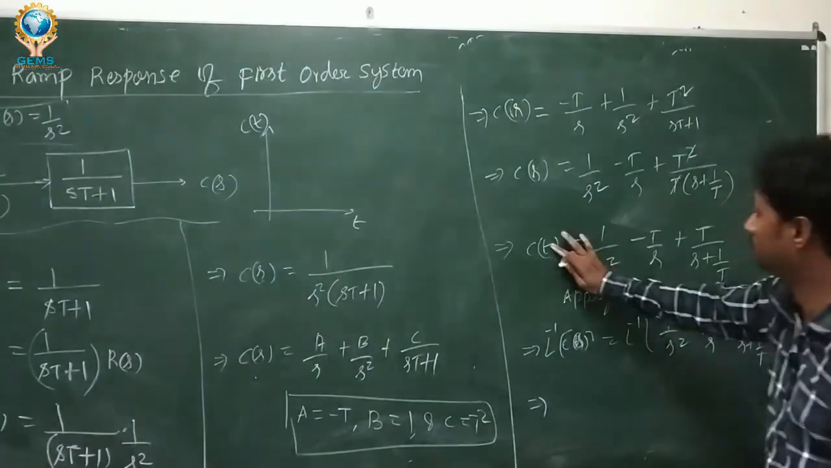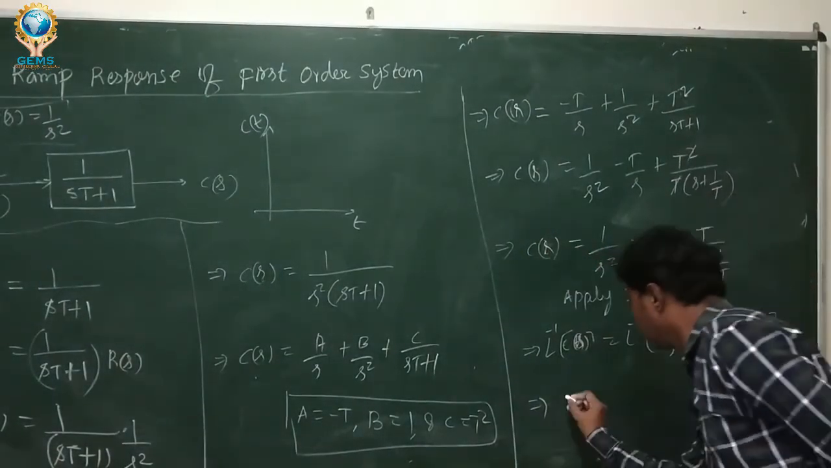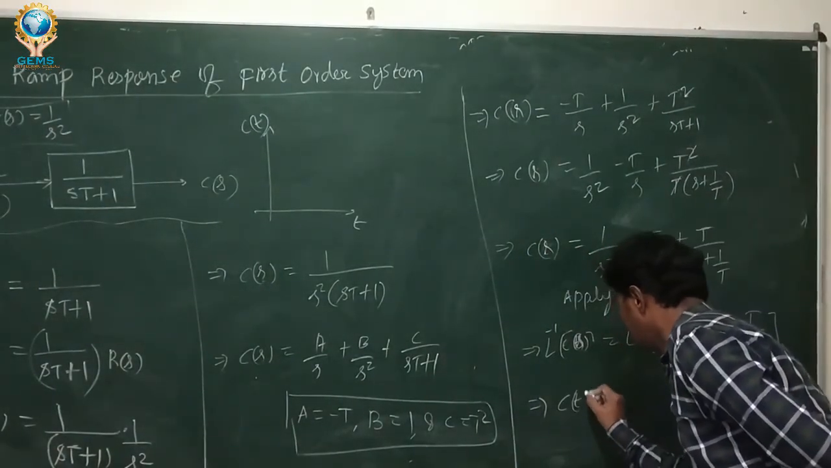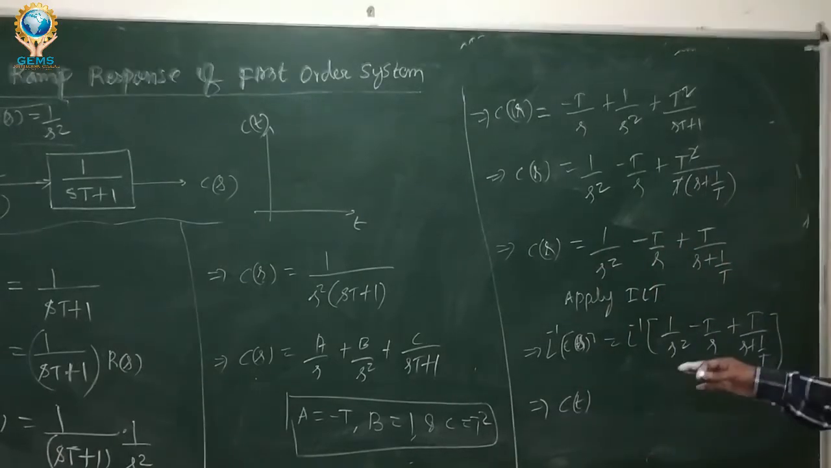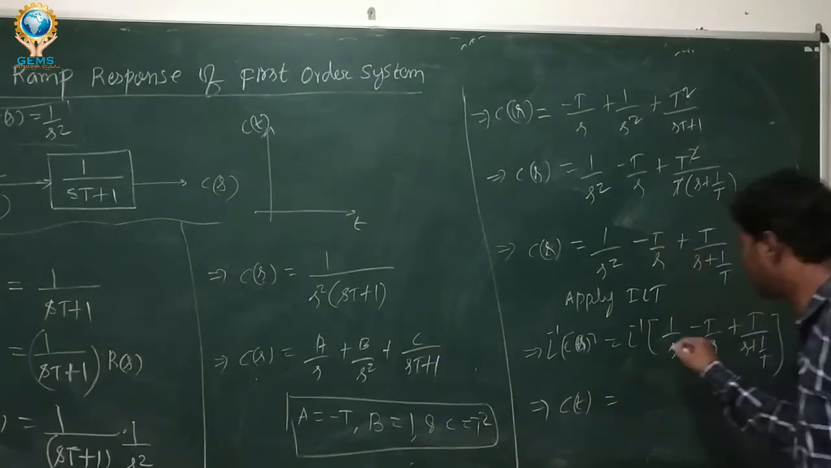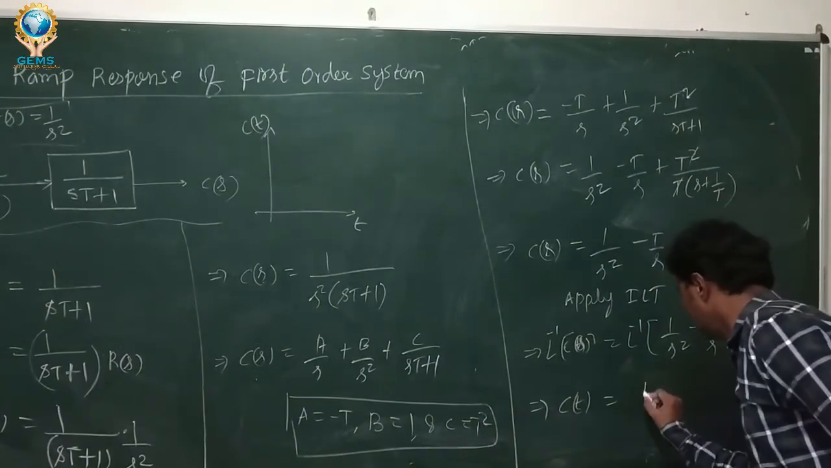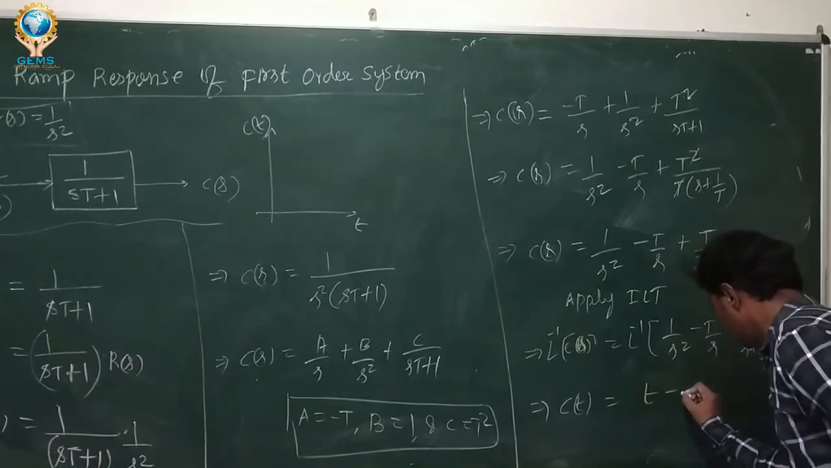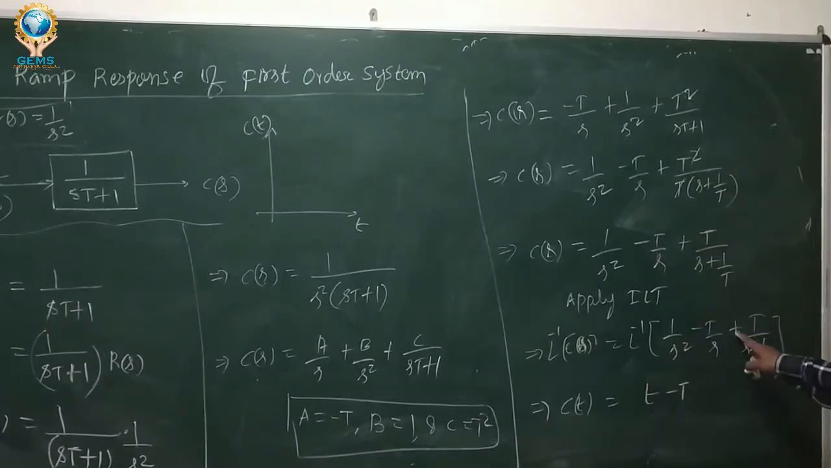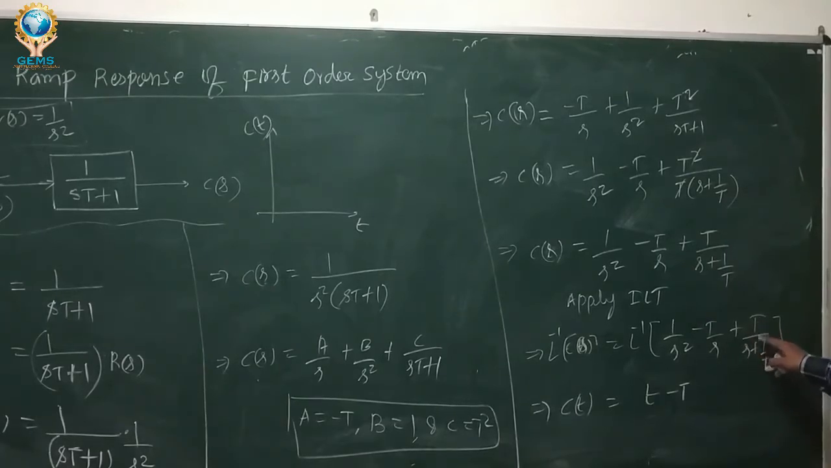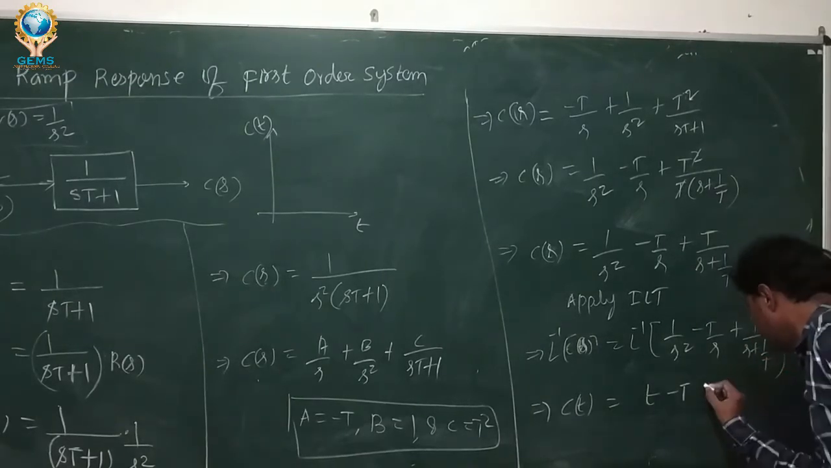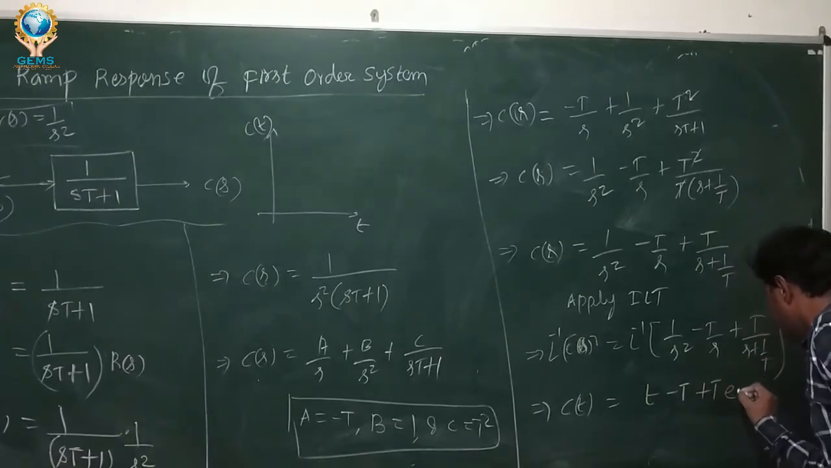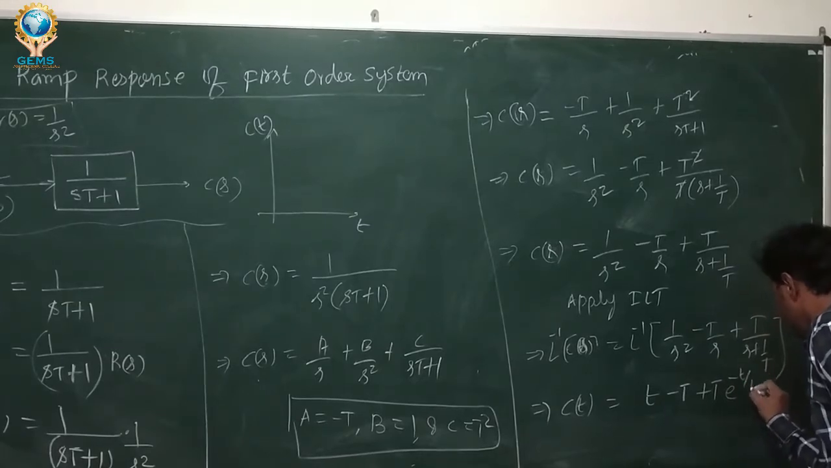This is also here, yes. So you get C of t, the s-domain converted into the time domain. L inverse of 1 by s square is t. L inverse of 1 by s is 1. L inverse of T by (s plus 1 by T), you will get T into e raised to minus t by T.